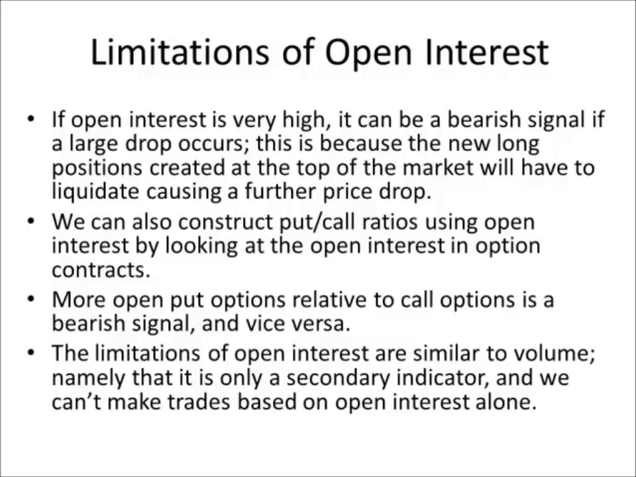Now, just like with volume, we can also use open interest to construct put-call ratios. So we can look at the open interest in put options and the open interest in call options. So again, if we have more open put options relative to call options, that is a bearish signal. It means more people are expecting the market to fall. If we have more interest in call options as opposed to put options, it is a bullish signal. It means market participants are expecting a rise.